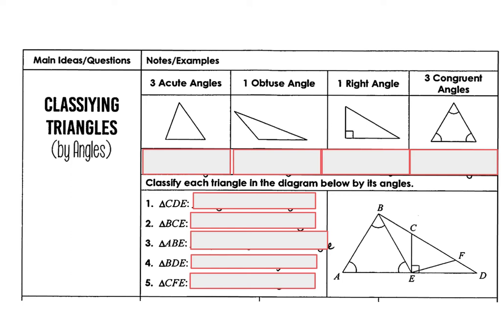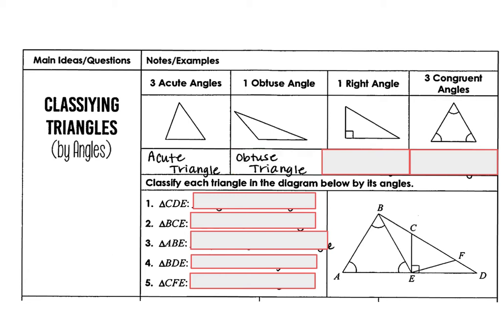There are two different ways to classify triangles. The first way that you can classify them is through their angle measures. All right, and so you'll see up here that we have acute angles. If all three angles in the triangle are acute, then you have an acute triangle. If you have one obtuse angle, it makes the triangle an obtuse triangle.